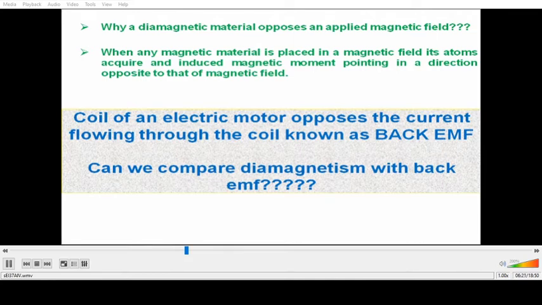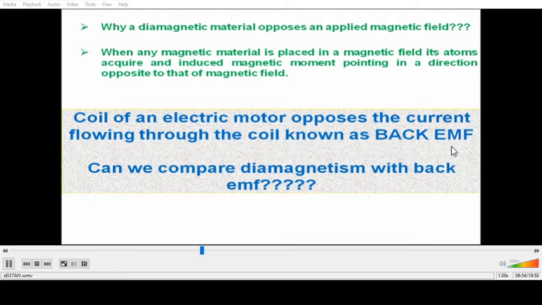In a similar way, a coil of an electric motor opposes the current flowing through the coil, known as back EMF. Can you see any similarity between these two? Yes, both diamagnetism and back EMF are inherent properties which oppose the applied force up to a certain extent.